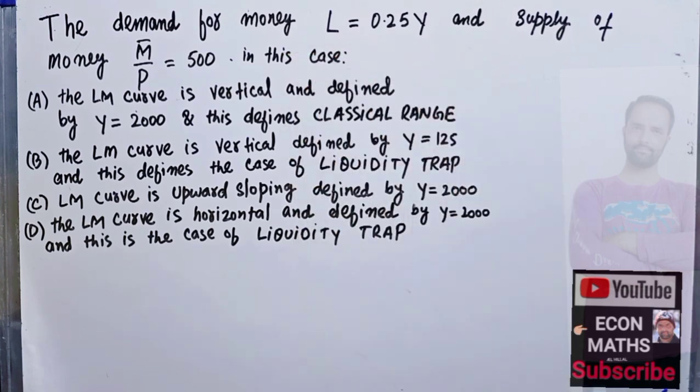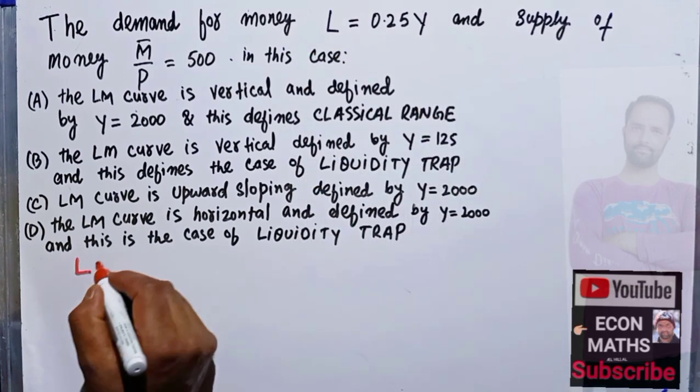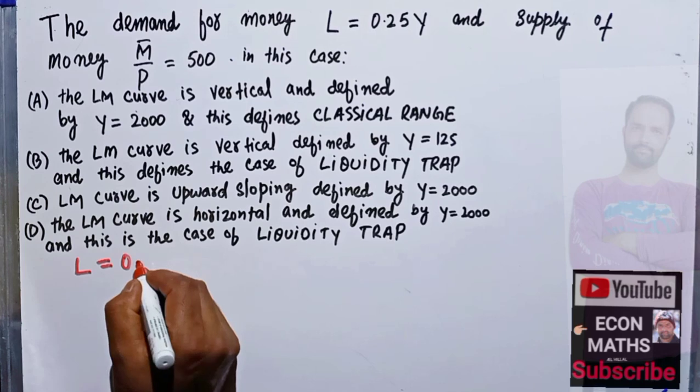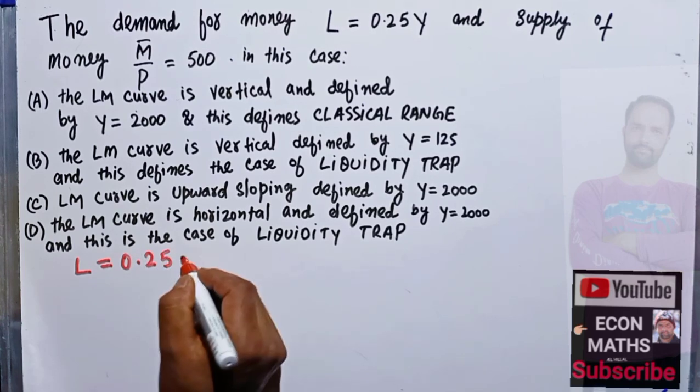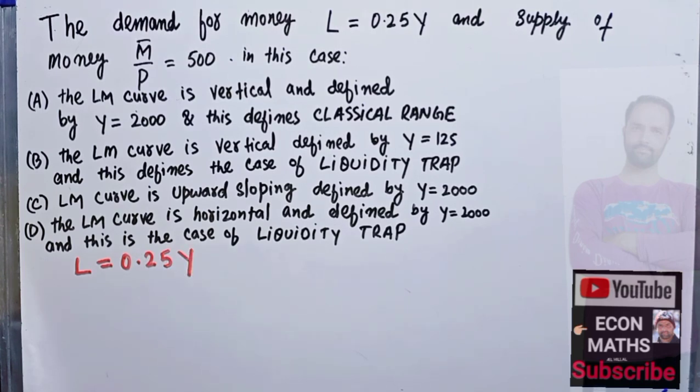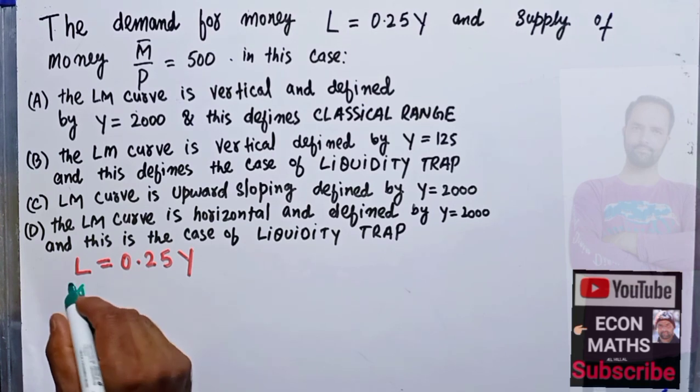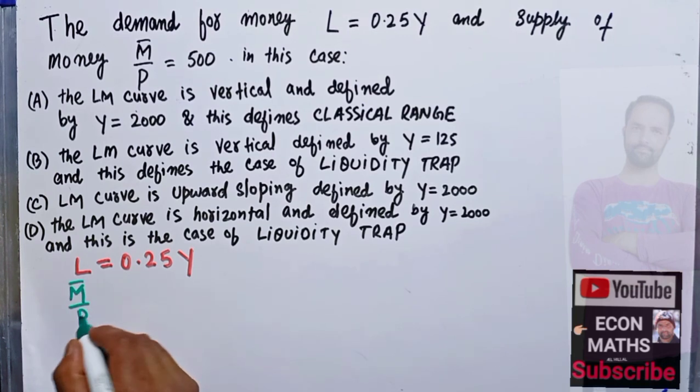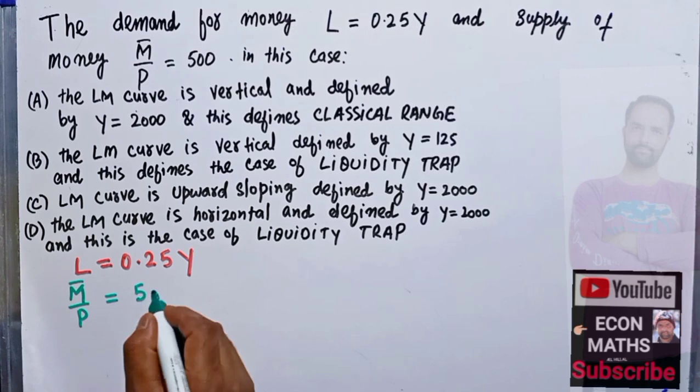We are being given the demand for money, L, which is equal to 0.25y. Here, demand for money depends upon the level of income only. Also, the money supply is being given to us as 500.